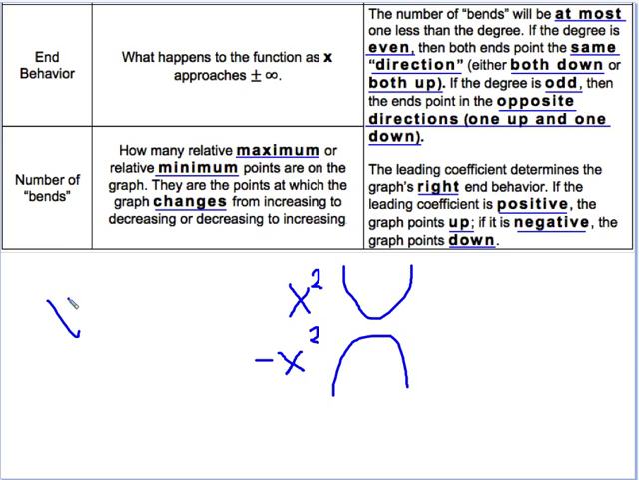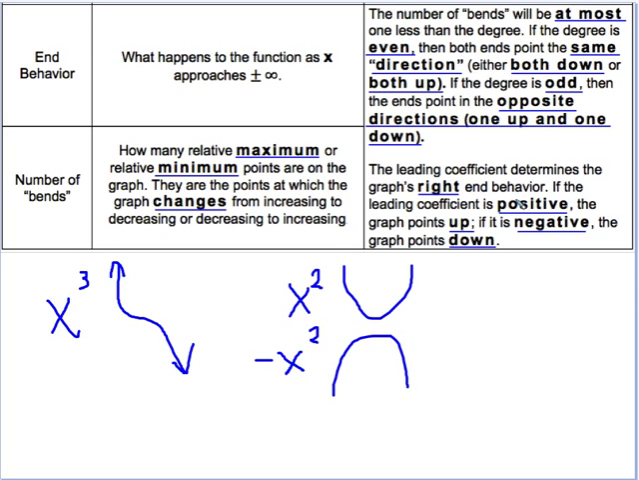Now, if I had x cubed, the graph would look like this, and one end would be going up and one end would be going down. So notice our cubic has an odd degree, and x squared, our quadratic, has an even degree. So the evenness or oddness of our degree tells us if both are going to point in the same direction or in opposite directions.